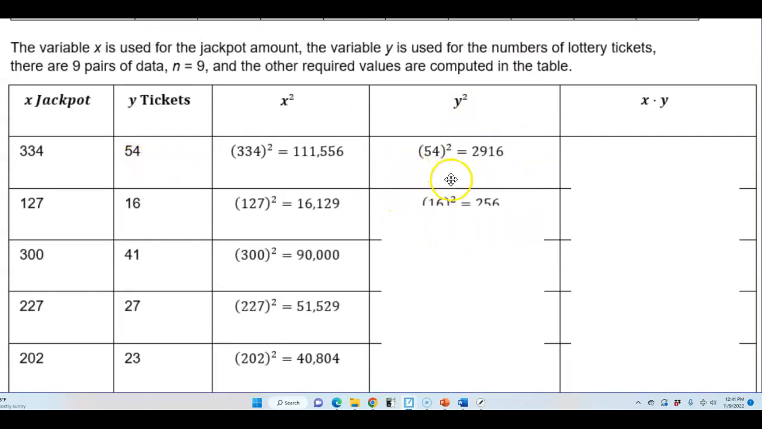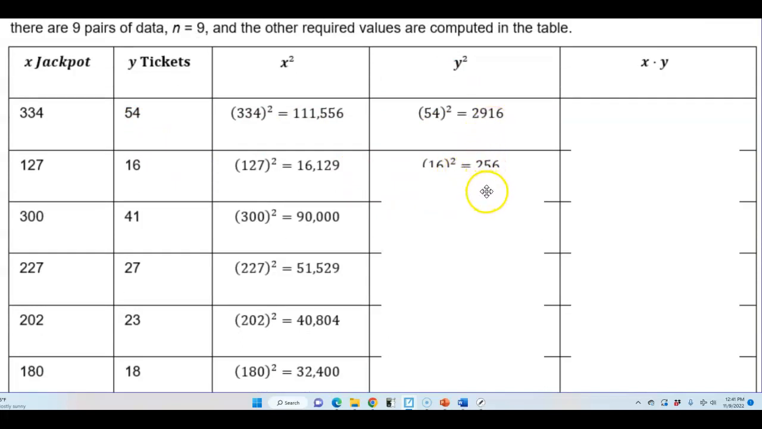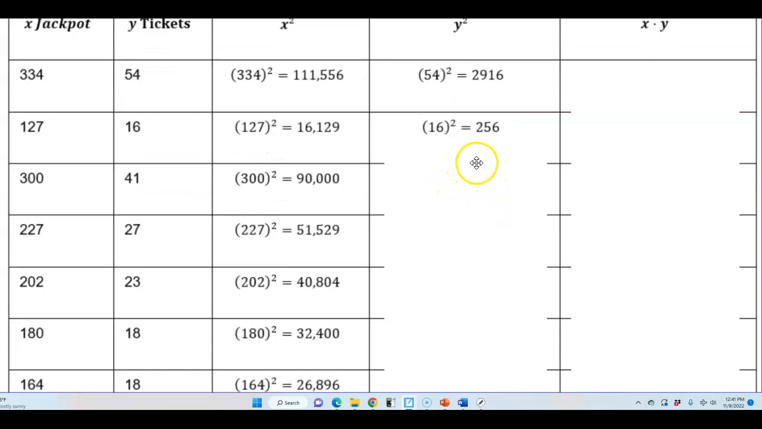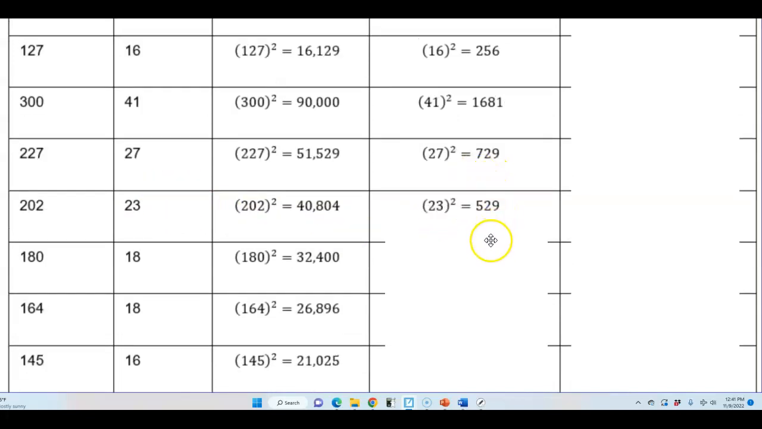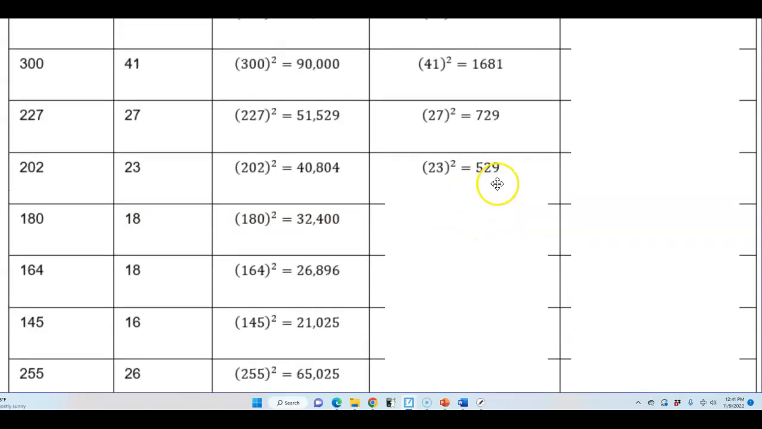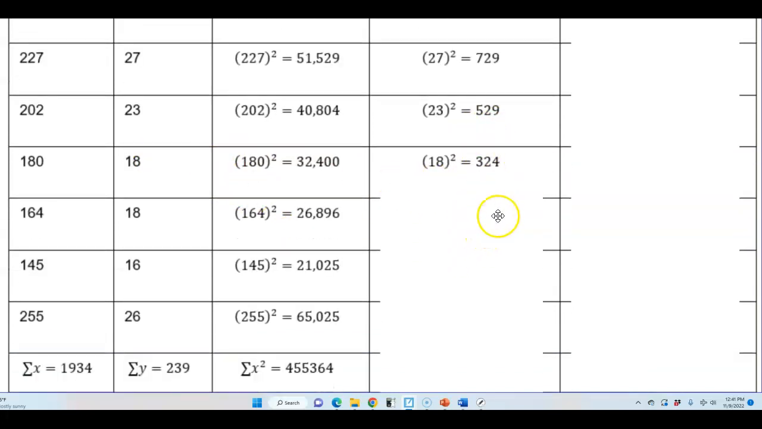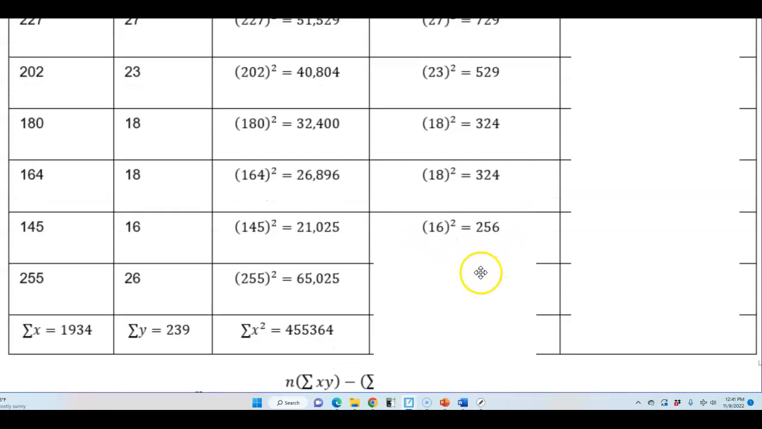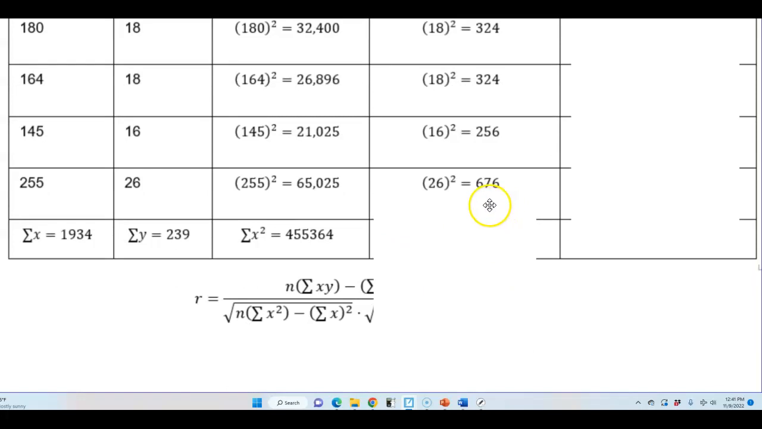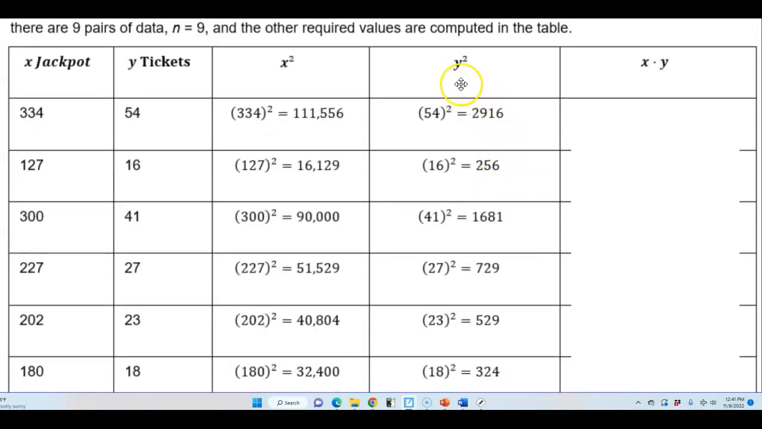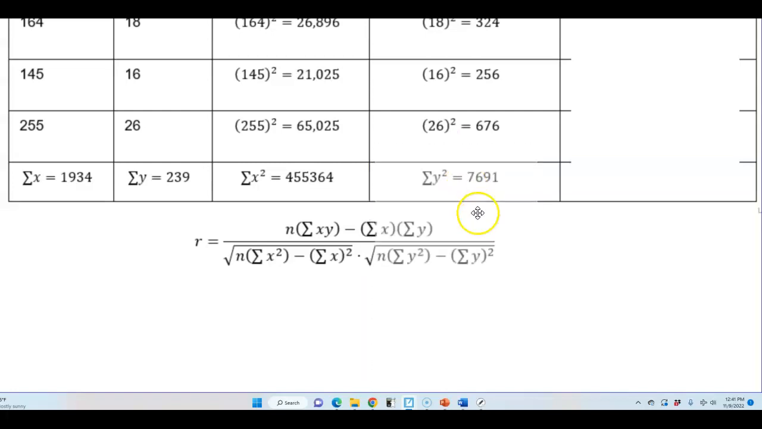Now similarly, we're going to do the same thing with the y values. We take the y of 54 and square it, we get 2,916. If we take 16 and square that, we get 256. If we take 41 and square that, we get 1,681. 27 squared is 729. 23 squared is 529. 18 squared is 324, and we get the same value here, 18 squared is equal to 324. 16 squared is 256, and 26 squared is 676. Again, we want to find the total of this column, y squared. So the sum of y squared is going to equal 7,691.